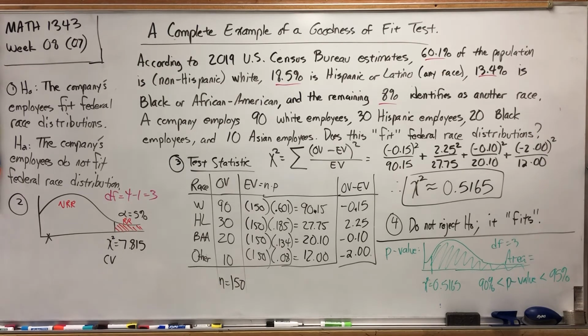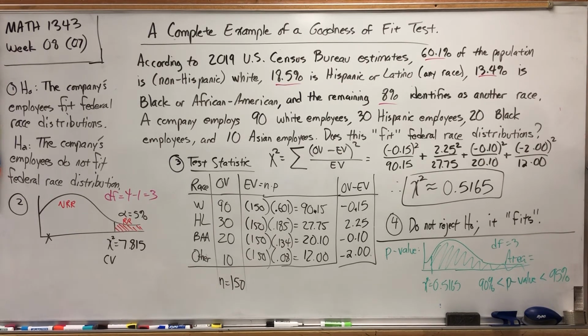What that means in the context of the problem is if the null hypothesis is true, then the probability of a company's employees having this distribution is between 90 and 95%. Okay, well that's pretty likely to happen then.